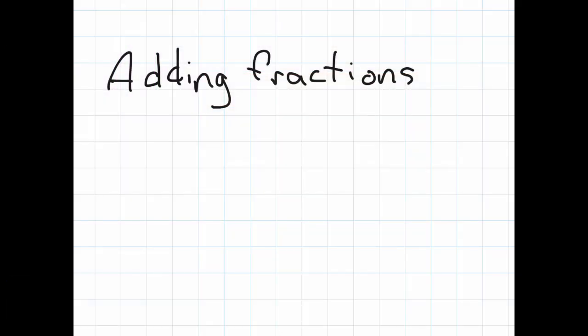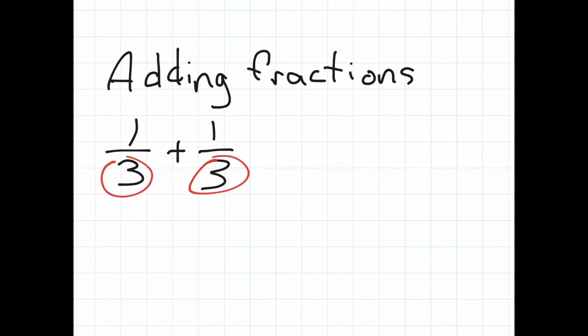Today we're going to be talking about adding fractions. So when you're adding fractions, you can only add fractions if the denominator is the same. The bottom number is the denominator. So these denominators are the same. So we just take the numerator, the top number, and we add them, and the denominator stays the same.